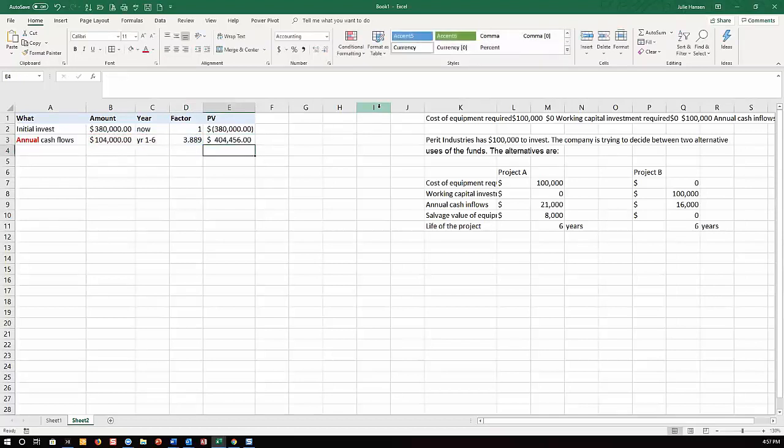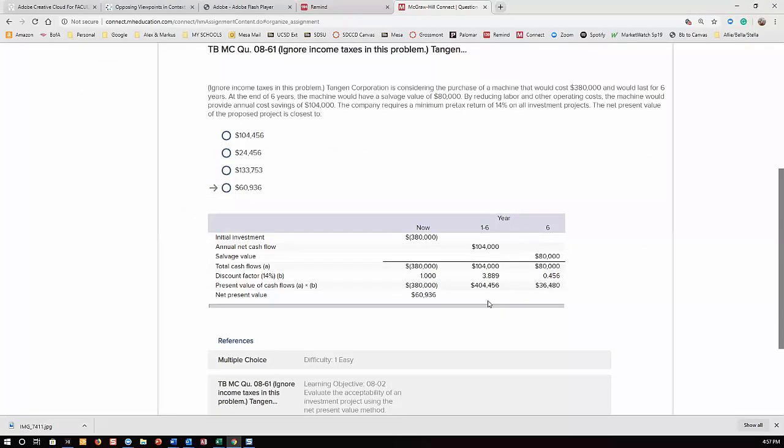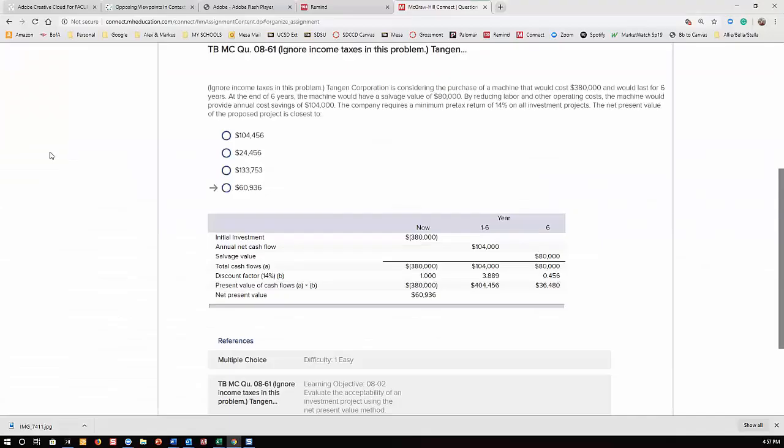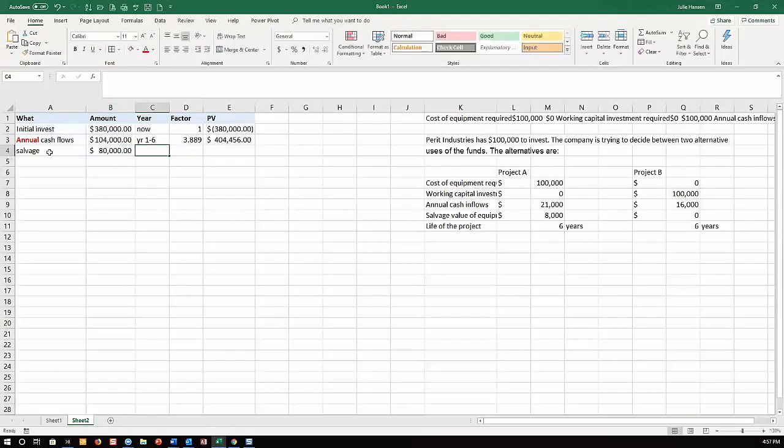Okay, good. And then I'm going to have a salvage value at the end of the 6 years. So this piece of equipment that I'm buying is only going to be good for 6 years. How much was my salvage? 80,000. Okay. And so in year 6, now I'm not going to get that back every single year, am I? No, I'm just going to do it one time. So I'm going to go to my Winnie the Pooh table at 14%, 6, that's that 0.456. Okay. And then I'm going to multiply that out times that and get that.